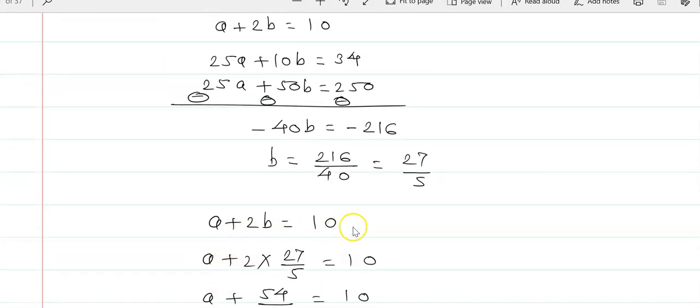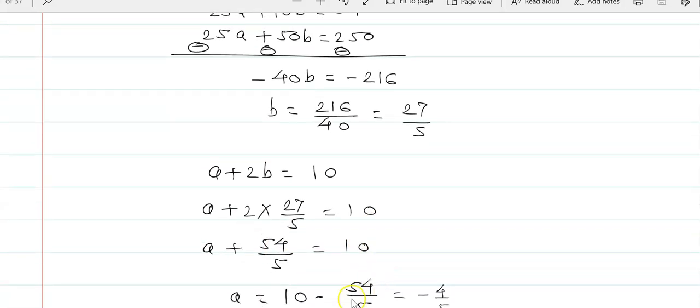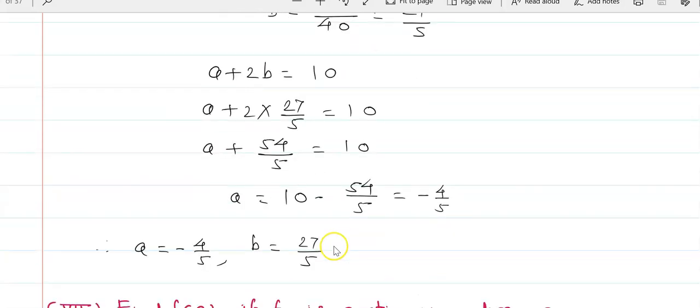a plus 2b equals 10. Substitute the value b equals 27 upon 5: a plus 54 upon 5, and therefore a is minus 4 upon 5. a is minus 4 upon 5, b equals 27 upon 5. These are the values.